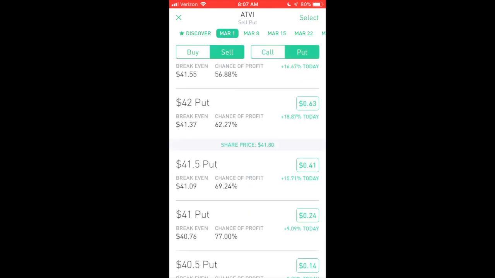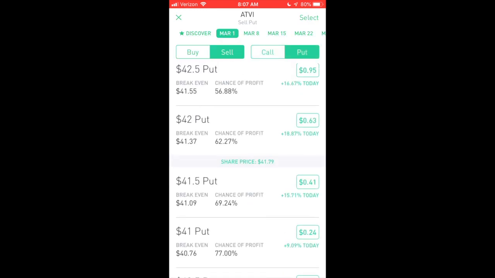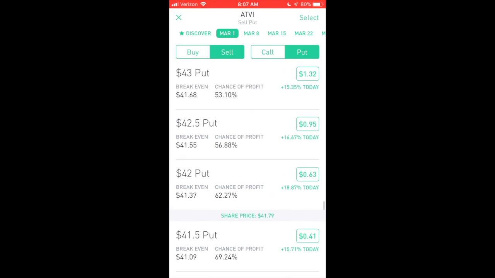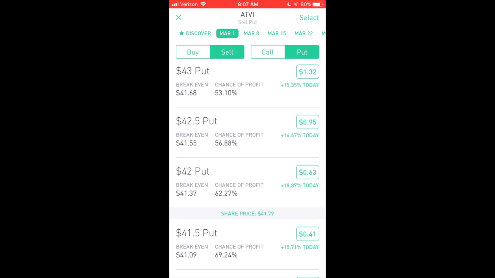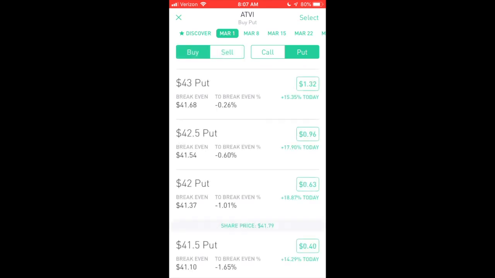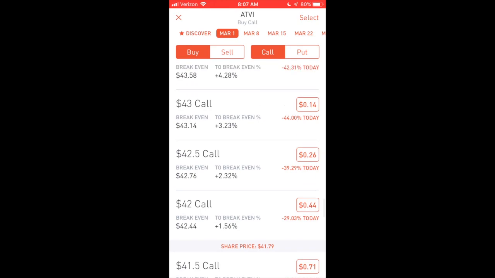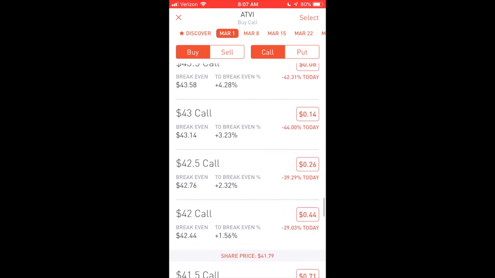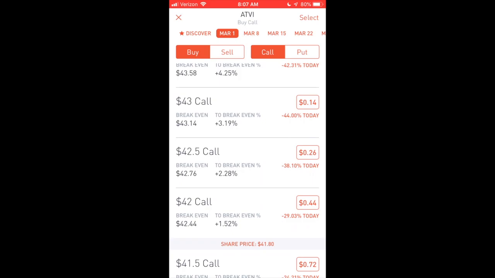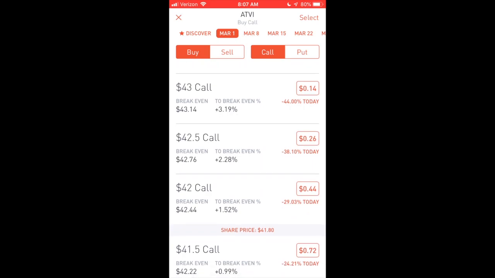Now putting it all together, let's say that we think Activision is going to be going up to, let's say, $43 by March 1st. If we believe it, that means we're buying. And if we think the price is going up, that means we're going to click on call. So for $43, we think it's going to get to $43. We can get into the nitty gritty, but the $43 call is where we think the price is going to go. Below that, you're going to see break even. Basically, it's $43.14. That means that's where the price would have to go for you to break even on this stock.